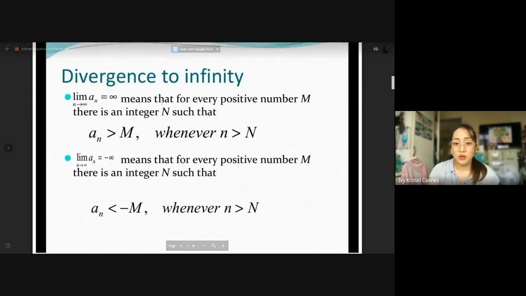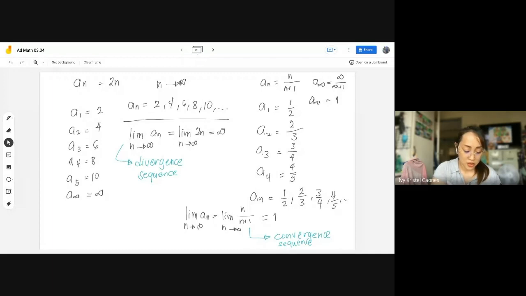Divergence to infinity means a sub n as n approaches infinity equals infinity if a sub n is greater than M whenever n is greater than your specific integer. Then the other one is the negative side. For divergence, we can say that the limit of 2n as n approaches infinity is positive or negative infinity. So there is no boundary. Whether positive or negative, that will be the scope of your limit.